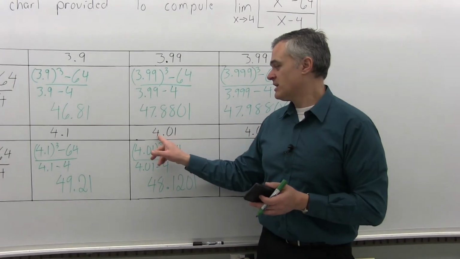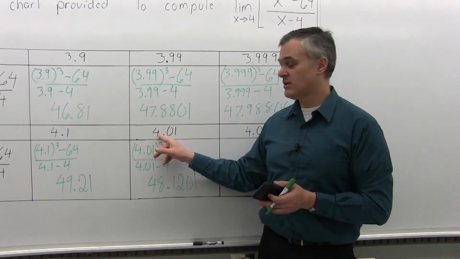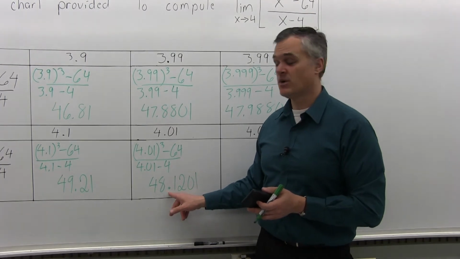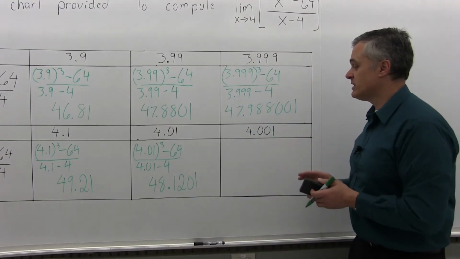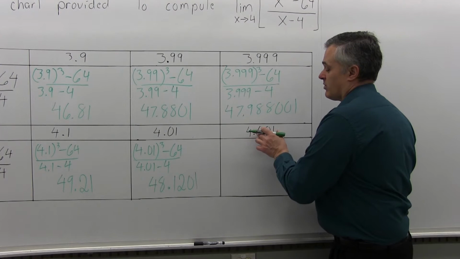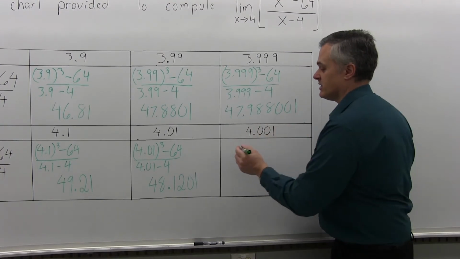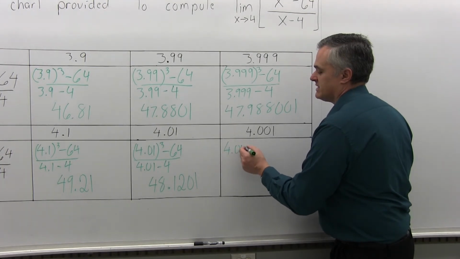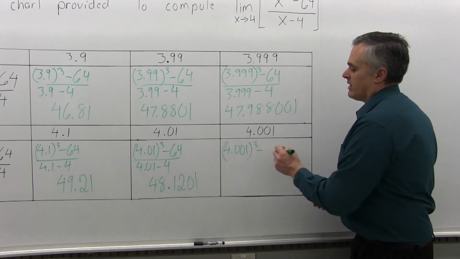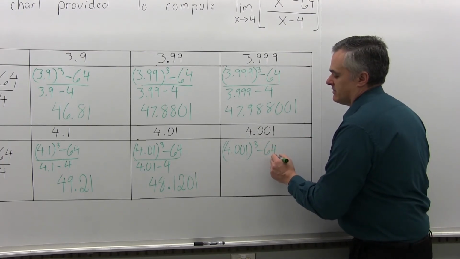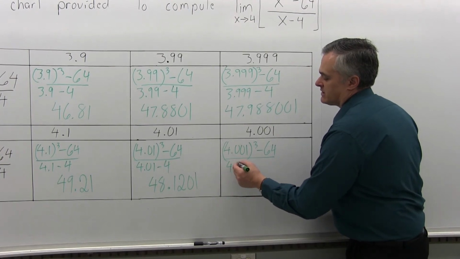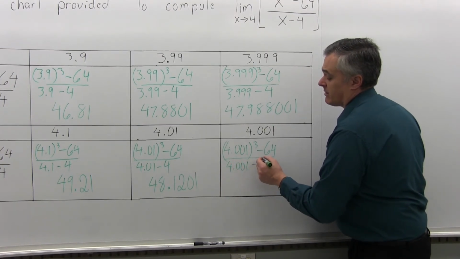Again, as I put in an input value or x value of 4.01, the output or y value I got was 48.1201. So one more value that's really close to 4, put in an input of 4.001. That's really, really close to 4. So the x cubed in the beginning will be 4.001 cubed, or in other words, you could say third power. Whatever I get as a result for that, I'm going to subtract 64. It has a denominator, x minus 4, which will become 4.001 minus 4.